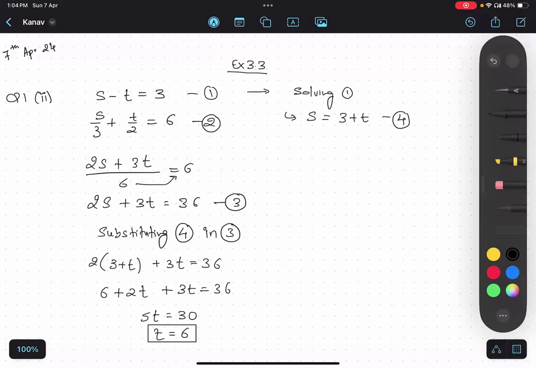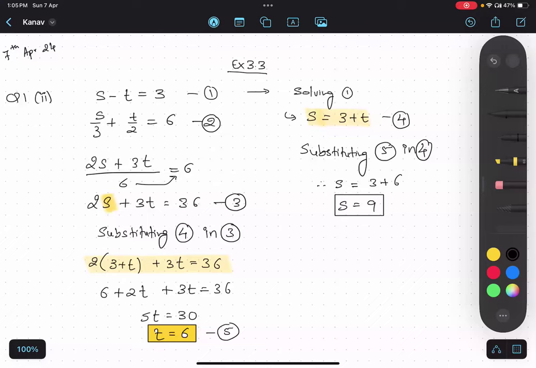So once I substitute the s value in this particular equation, I will get this equation. Once I solve this thing, I will be able to get t equals to 6. Is your answer matching? Yes. Okay. Now I'll just mark this as 5. So substituting 5 in 4, s equals to 3 plus 6. The s value is 9.